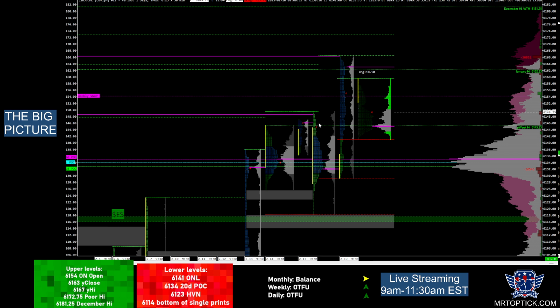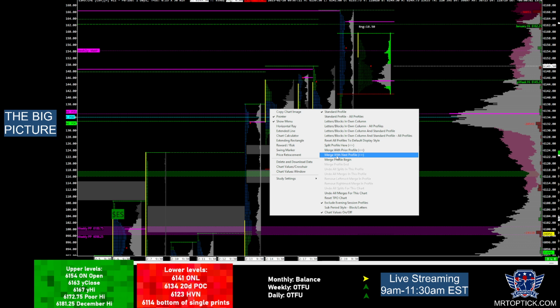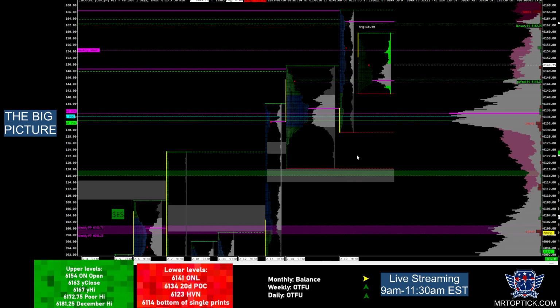So what we were talking about in the room is that I'm always looking at where value is compared to previous sessions, right? So if you look at, we broke out of this lower area, we left some single prints, right? We tested one set of the single prints and a little bit of the other one, but we accepted value up here, right? So if you take this, merge it with the next profile, we have a very nicely balanced normal distribution, 3 days plus this half a session, plus whatever overnight sessions, right?